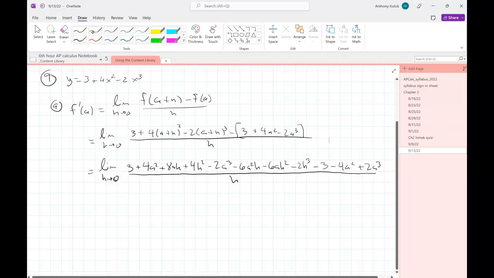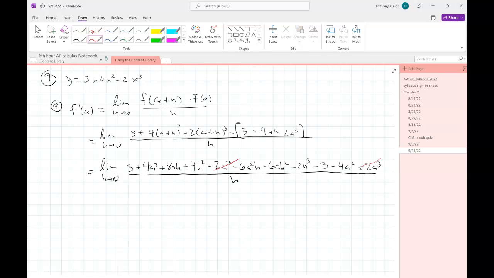All right. Now let's combine some like terms, and hopefully we can do some canceling and reducing here. I see I have a minus 2a cubed and a plus 2a cubed. Those will cancel out. I have a minus 4a squared and a plus 4a squared. Those can cancel out. I have a minus 3 and a plus 3. Those can cancel out. And then if I look closely, I'll notice that everything left has a factor of h in it. So I can reduce an h from all of those and out of the denominator.